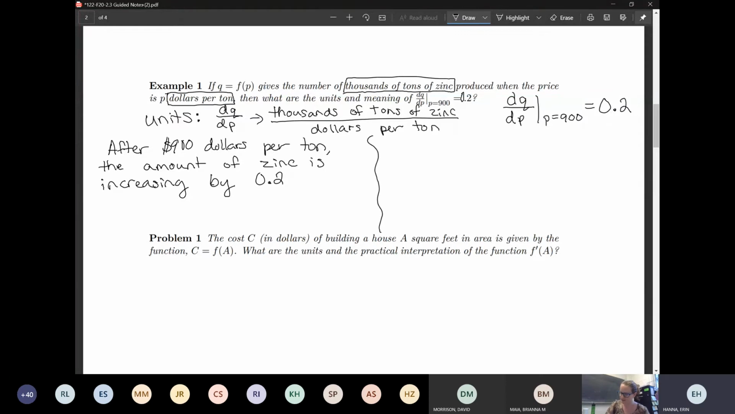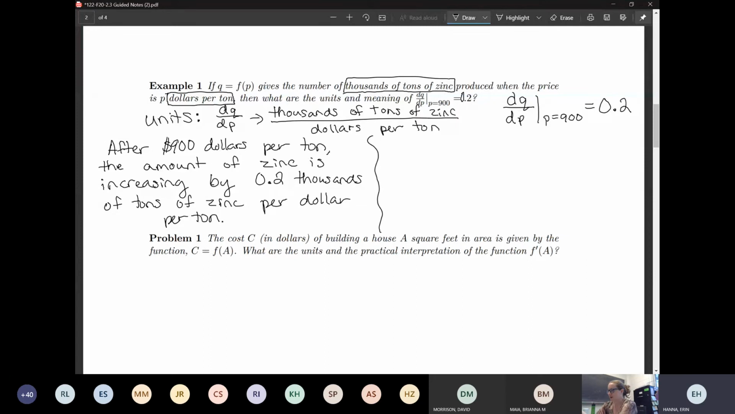So thousands of tons of zinc per dollar per ton. Again, I know it sounds weird, but those are our units. So that 900 can look a lot nicer.